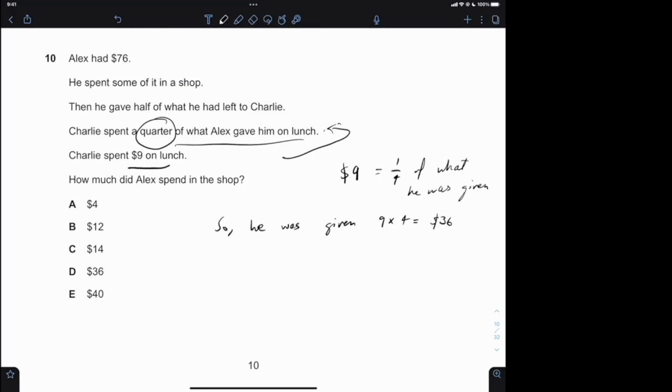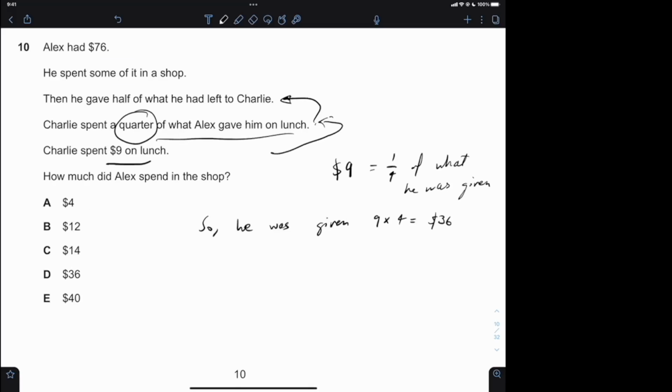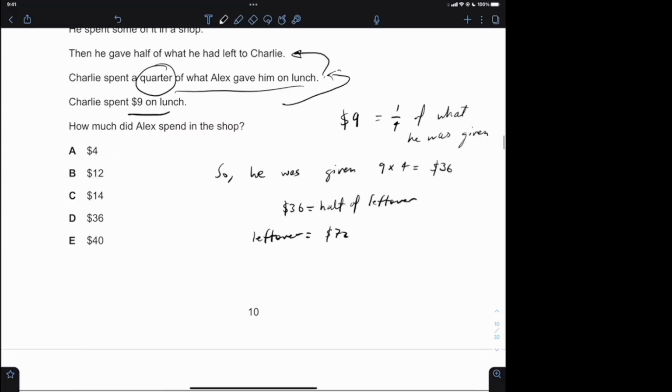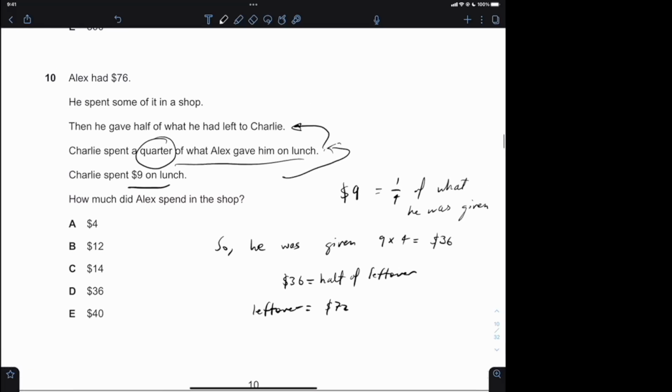So Charlie spent a quarter of what Alex gave him on lunch. We've done that step. Now, Alex gave half of what he had left to Charlie. So 36 is half of what he had left. Half of leftover, right? So then if 36 was half, the leftover has got to be double. So 72. Okay, so 72 was left over. Now, if he originally had $76 and left over is 72 from what he spent on the shop, then you can see that he's only spent $4 because that would bring us down to $72. Okay, so the answer there is going to be A. He spent $4 in that shop. All right, and that is question 10.